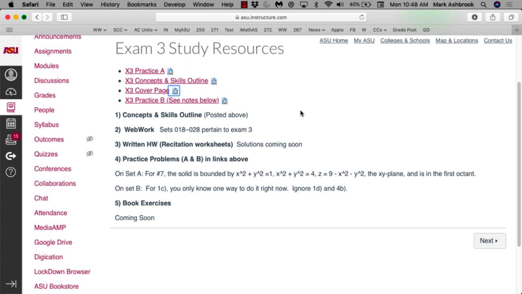All right. Notice there's a couple of notes on the practice sets, practice A and B. So something you can ignore and some extra information about one of the problems. So read these carefully regarding sets A and B. And then I'll give you solutions to the written homework.